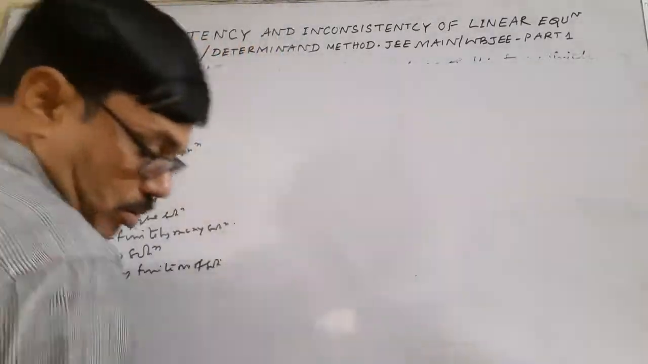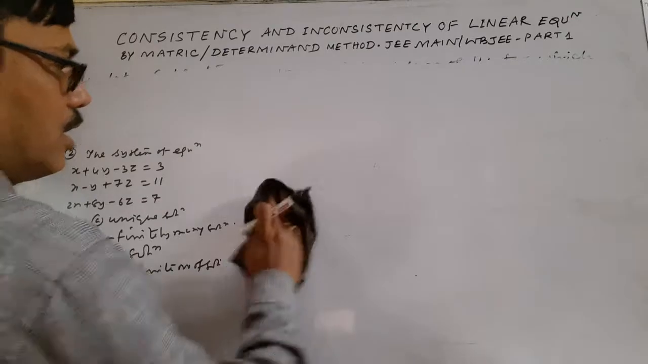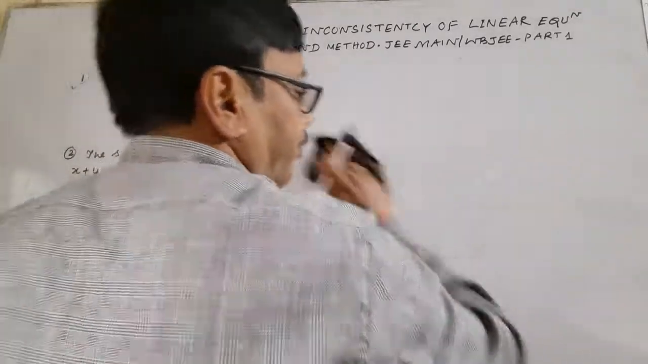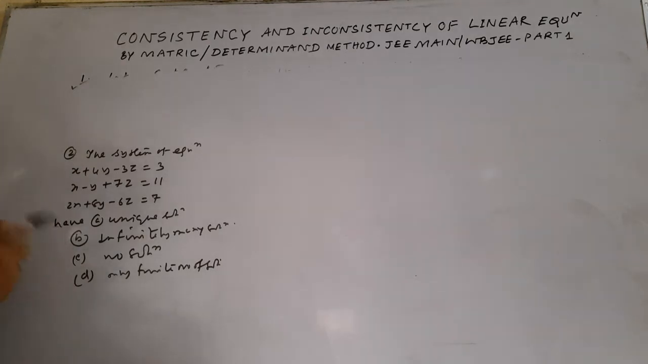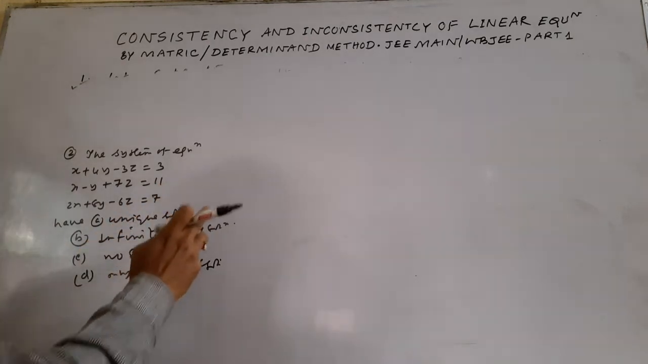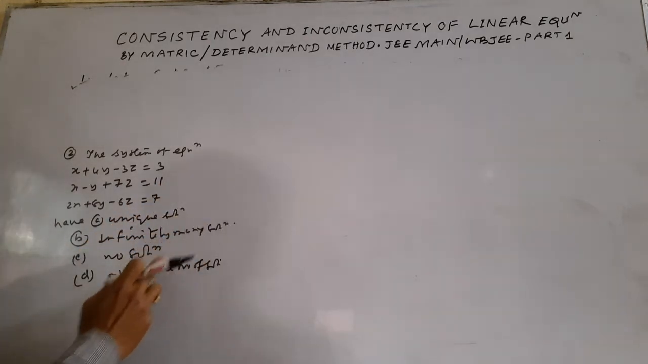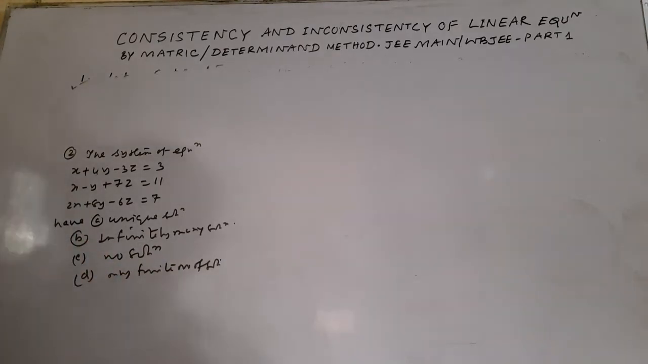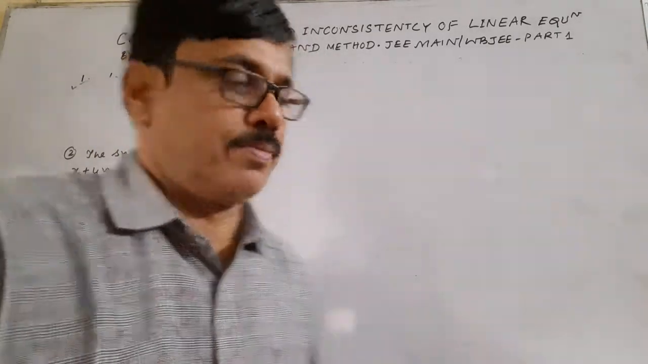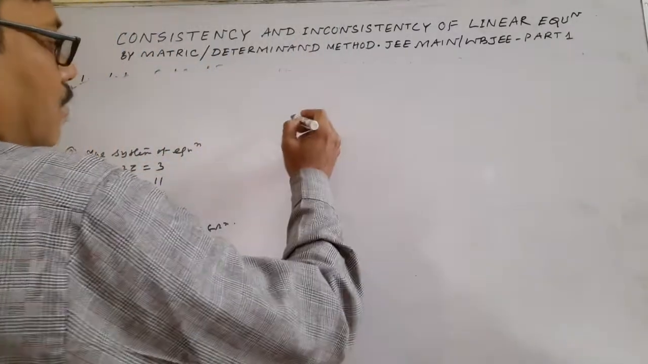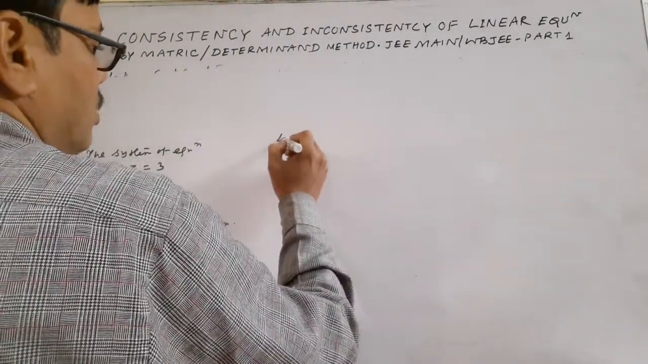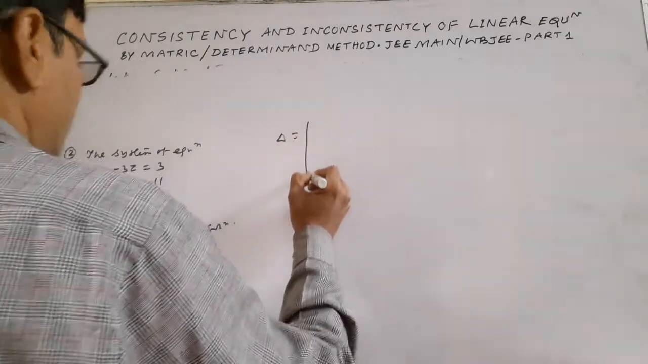So this is also a non-homogeneous equation. The system may have a unique solution, infinitely many solutions, no solution, or a finite number of solutions. So we calculate delta. What is delta? That is the coefficient determinant.